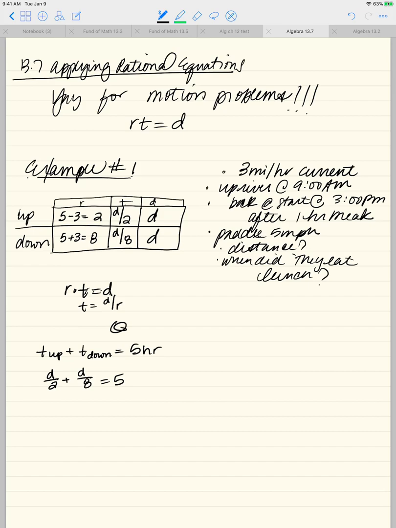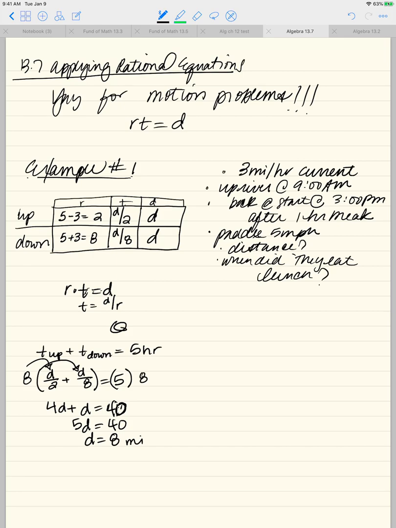Multiply everything by the LCD. That's going to be 8. What that's going to do is we're going to end up with 4D plus D, 8 times D over 8, is equal to 5 times 8, 40. So that's 5D is equal to 40. So D is equal to 8. D is up and D is down, okay? So that means 8 miles upriver, or 8 miles downriver. That's how far they traveled.